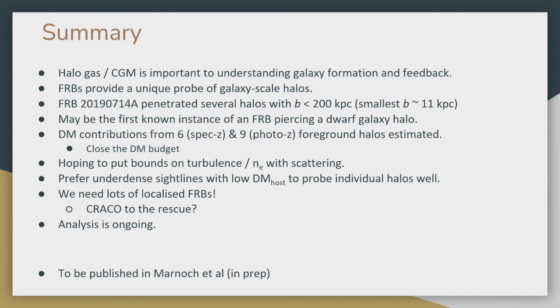Yes, so in summary, halo gas in the circumgalactic medium is important to understanding galaxy feedback, and FRBs can provide unique probes for this. FRB 1907-14 is one such FRB. It penetrated several foreground galaxy halos and may be the first known to cross a dwarf galaxy halo, and may also have crossed a group halo, an intragroup medium. We estimated the DM contributions and still hope to constrain turbulence with scattering and possibly even the MNFW model itself. And I'll leave you with my summary slide. Thank you for listening to my talk.